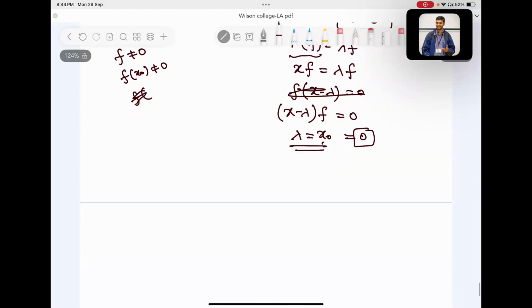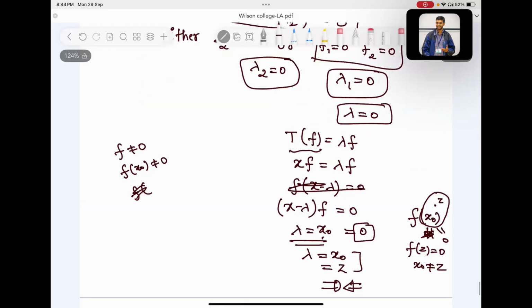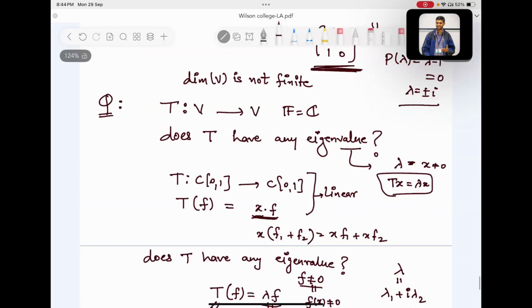Now this is a continuous function, and you are saying that around x naught, f is not 0. So you can find any other point z in a neighborhood of this x naught, such that f of z is also not equal to 0 and x naught is not equal to z. But that cannot be possible. Lambda cannot be equal to x naught. Contradiction.